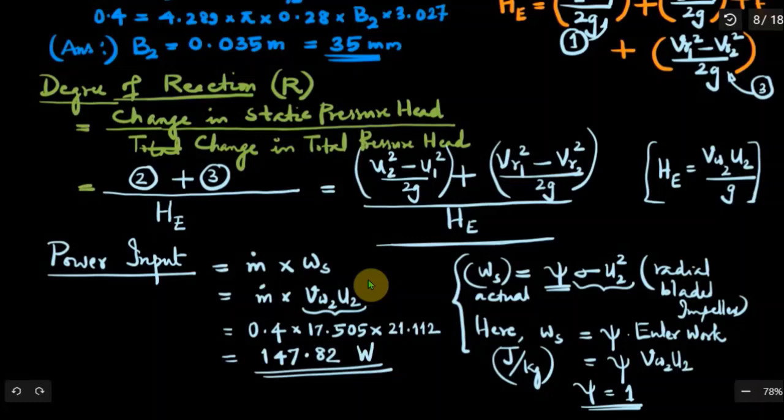So power input is also part of the answer. It is in joule per second. When you multiply kilogram per second by joule per kg, you will get joule per second. Watts is nothing but work done per second, or joule per second, that is watts. So we calculated the power input also, and now we will proceed and find out the relative velocity components in order to get the degree of reaction.